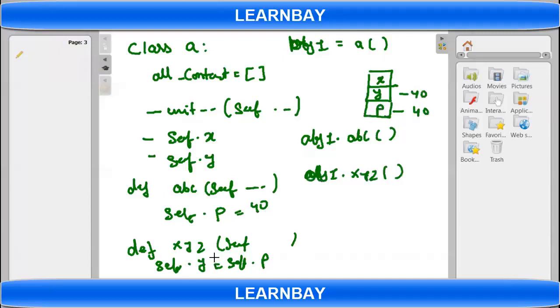Now if you change the order of calling these functions, this code will not work, because self dot p is not yet created. It got created because of this line, so it is not available without calling ABC.